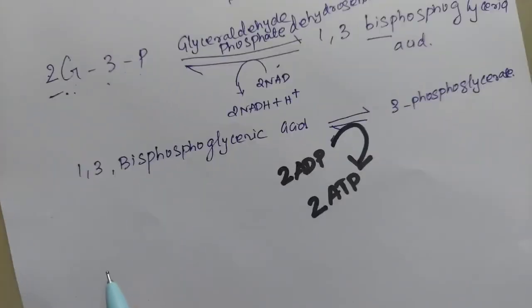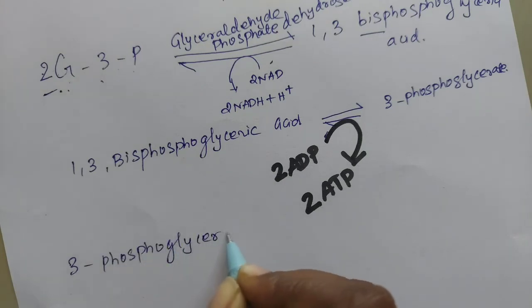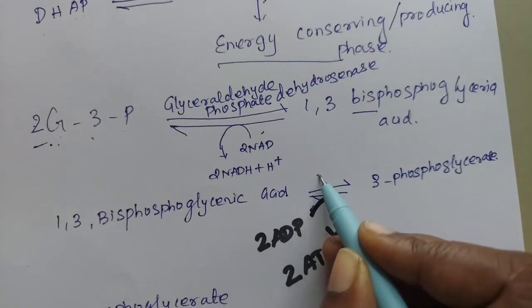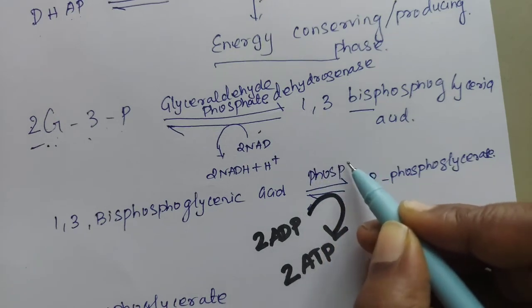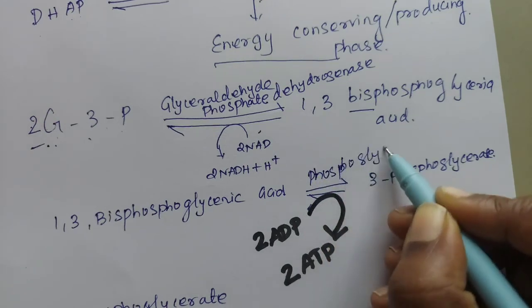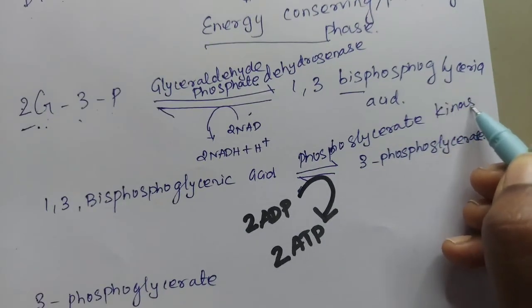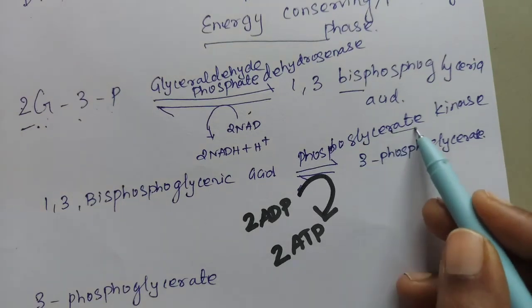The next reaction is of 3-phosphoglycerate. It undergoes a reaction, and the enzyme which catalyzes the reaction is phosphoglycerate kinase. So this reaction is catalyzed by an enzyme known as phosphoglycerate kinase.